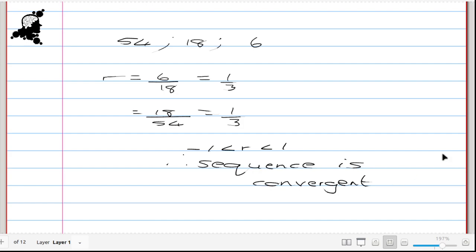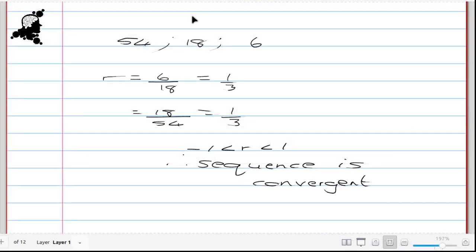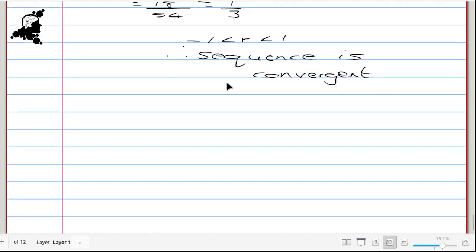Next question, let me just take you to the notes. The next question says, determine the sum to infinity if it exists. Well, we already know that the sum to infinity does exist because we have proven that it is a convergent sequence. So, let's just write down the formula and do the calculation. S infinity is equal to A over 1 minus R.